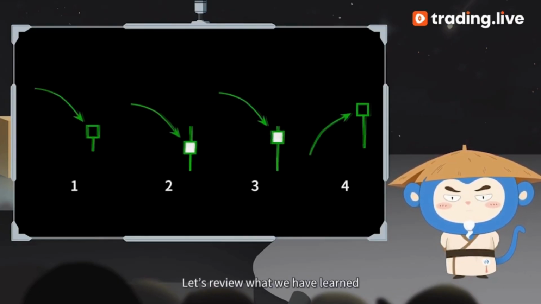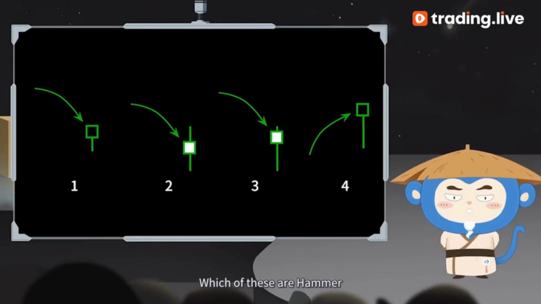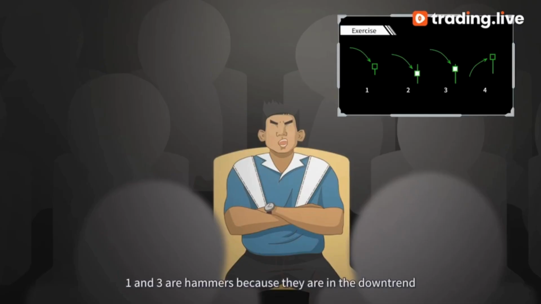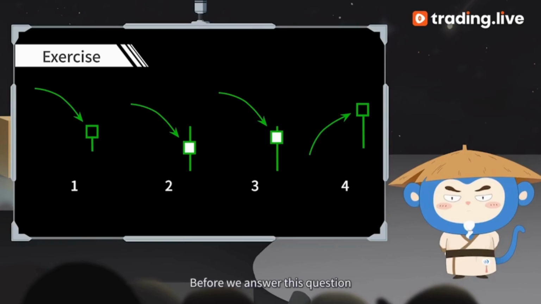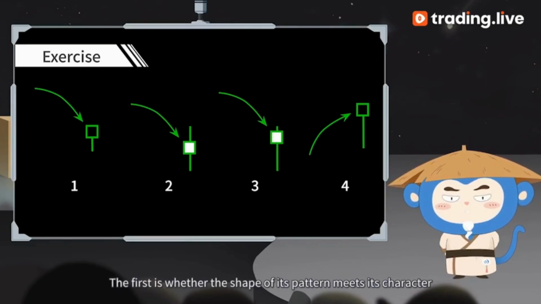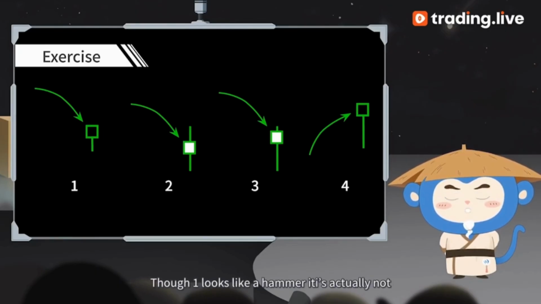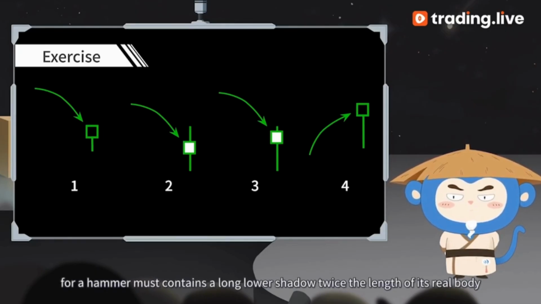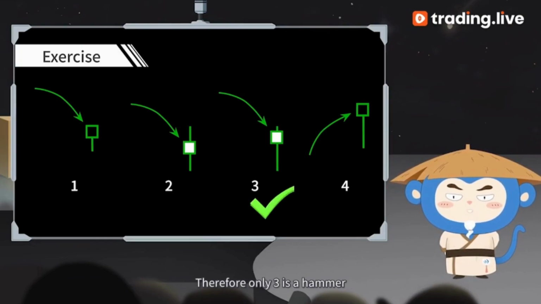Let's review what we have learned. Which of these are hammers? 1 in 3 are hammers because they are in the downtrend. Before we answer this question, we need to make clear 2 important points. The first is whether the shape of its pattern meets its character, and the second is whether it is in a downtrend. Though one looks like a hammer, it's actually not, for a hammer must contain a long lower shadow twice the length of its real body. Therefore, only 3 is a hammer.